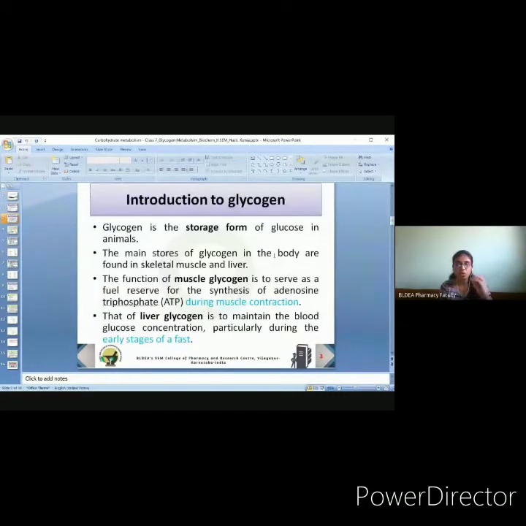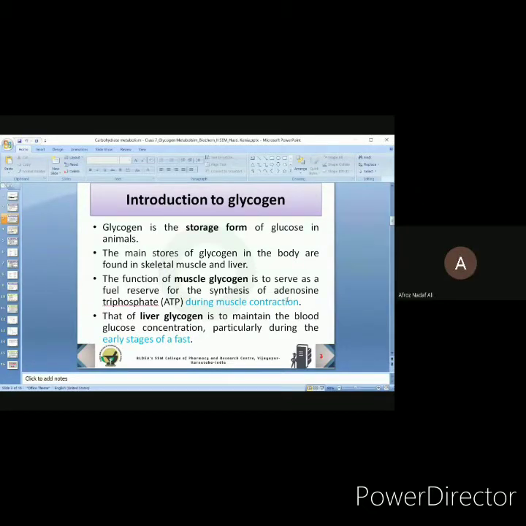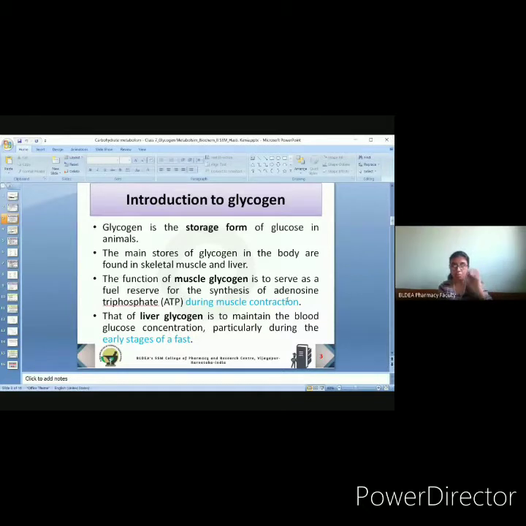Glycogen is a storage form of glucose in the animals. So in plants, what is the storage form of glucose in plants? Yes, anyone? What is the storage form of glucose? So similarly, in case of animals, the storage form of glucose is known as glycogen. Now, this glycogen is majorly stored in the skeletal muscles and liver. Now, the role of this glycogen in skeletal muscle and liver is different.